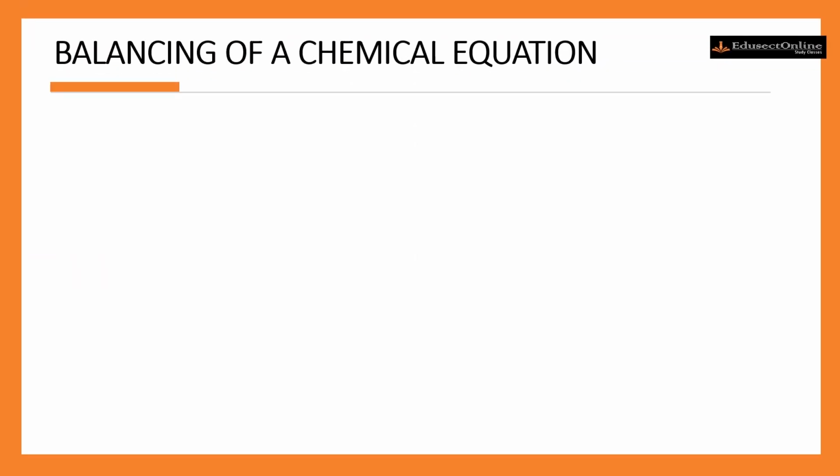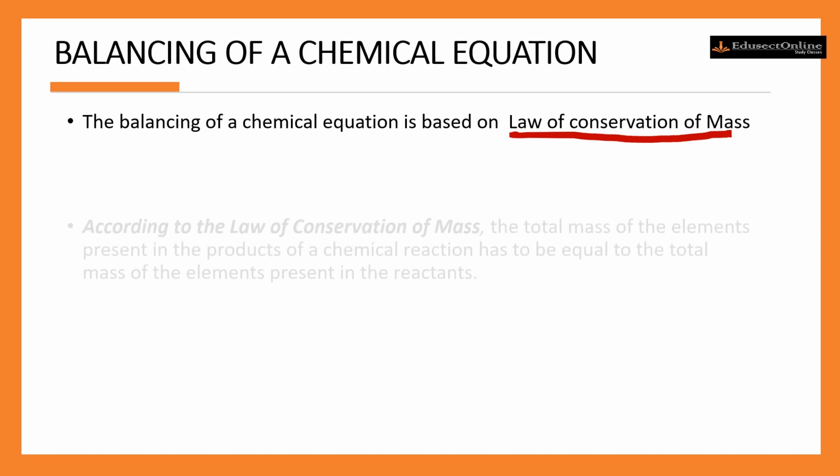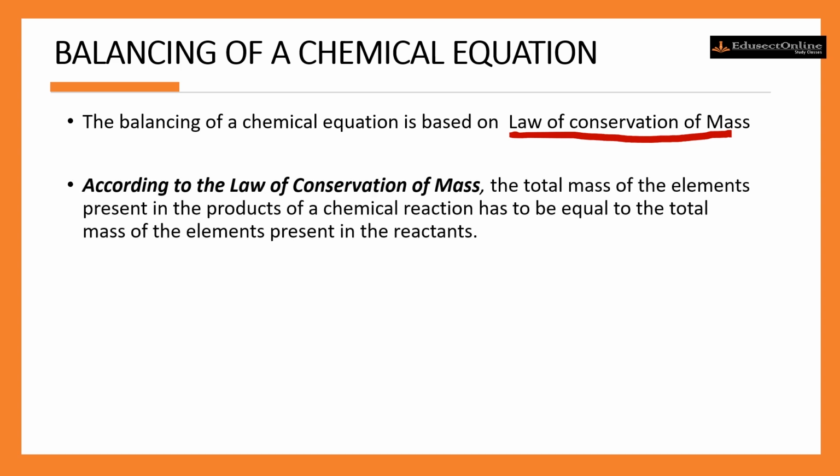Next, our main topic, balancing of a chemical equation. What is the need of balancing a chemical equation? The balancing of a chemical equation is based on the law of conservation of mass, which states that mass can neither be created nor be destroyed during a chemical reaction. According to this law, the total mass of the elements present in the products of a chemical reaction has to be equal to the total mass of the elements present in the reactants.